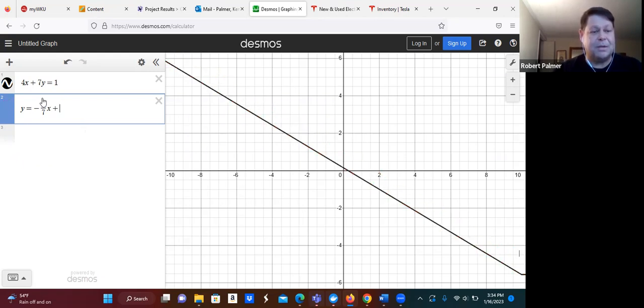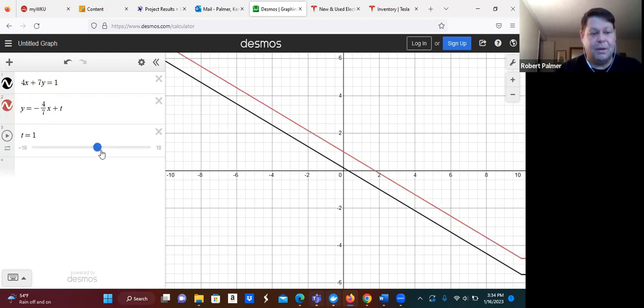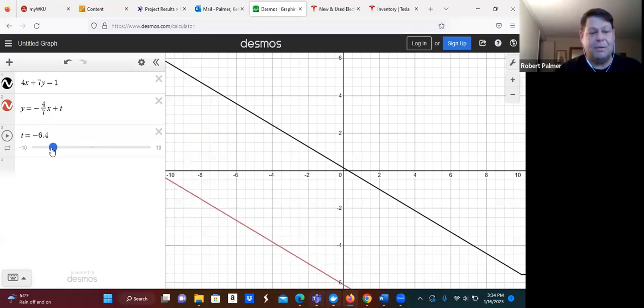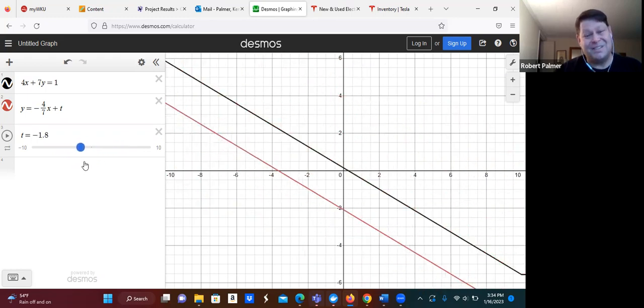Now this time, let's make this t like we did, add a slider, do the same thing. So as long as my slope is the same, I'm just changing my y-intercept. As long as my slope is the same, the line I create is always parallel to the original. As long as it's the same slope, those two lines will never intersect unless they're actually the same line, okay?